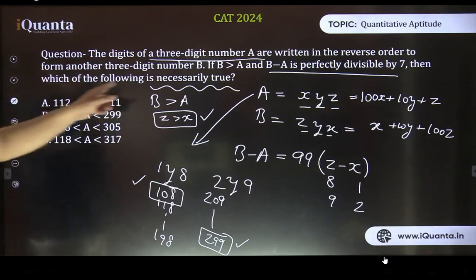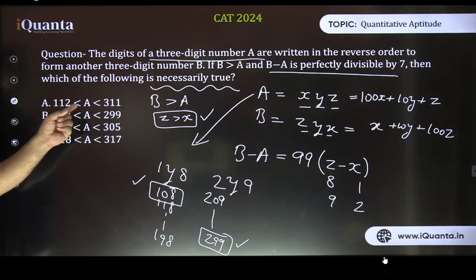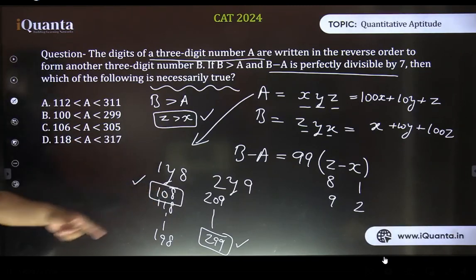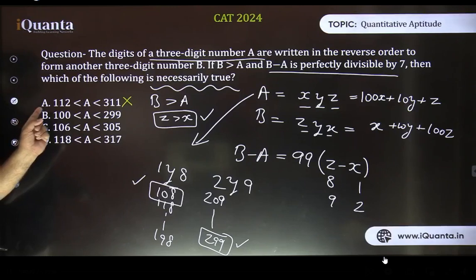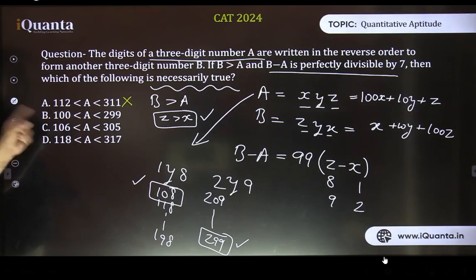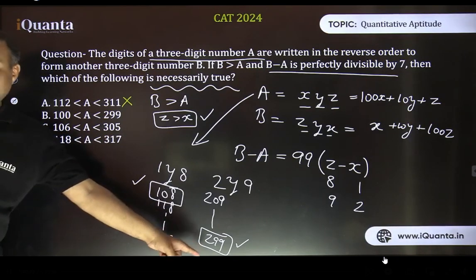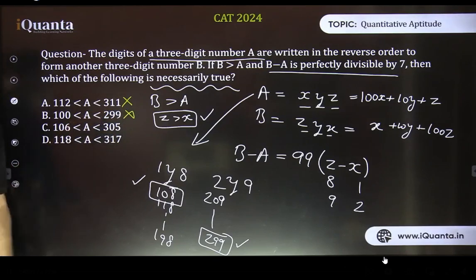The question was, which of the following is necessarily true? First option, is it correct? A is certainly more than 112? No, it can be equal to 108 also. So option A is negated. Let's see option B. More than 100, true. Less than 299? No, it can be equal to 299 as well. That's why this option is also negated.